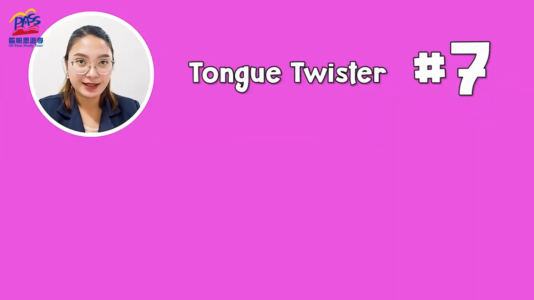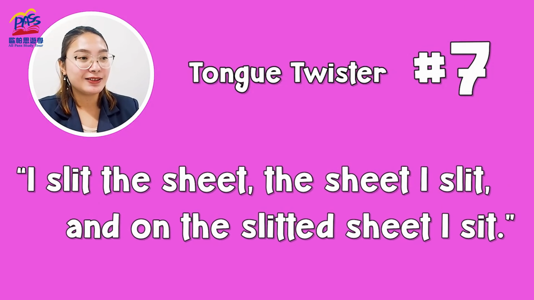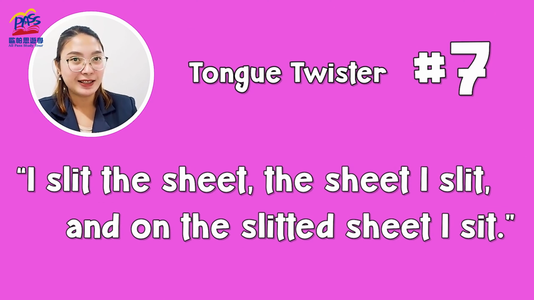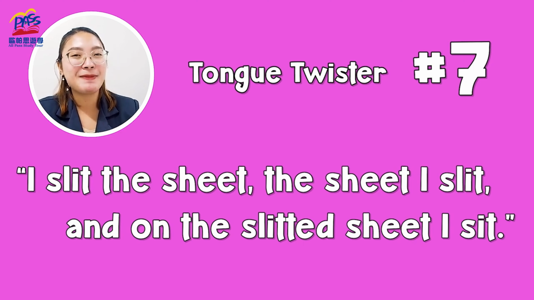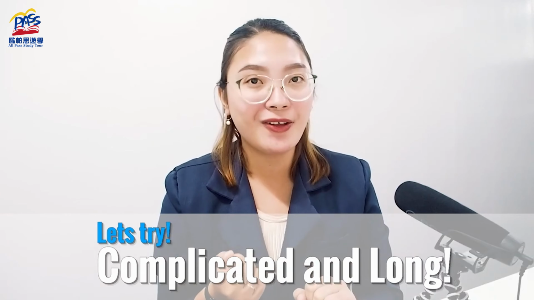Let's try to combine the short E and the hard E sound with the T and see if it's better. For the seventh one, I slit the sheet I slit, on the slitted sheet I sit. Let's try it a little faster. I slit the sheet I slit, on the slitted sheet I sit. Careful, you might have pronounced the wrong one. Now, can you try?